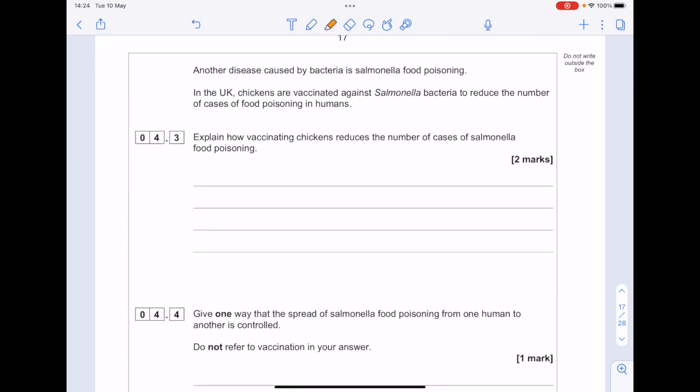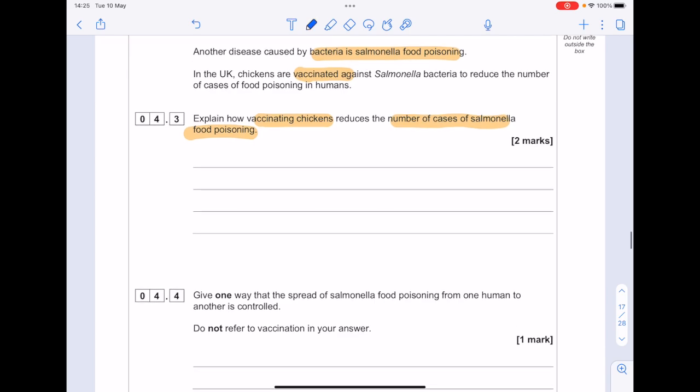Another disease caused by bacteria is salmonella food poisoning. In the UK, chickens are vaccinated against the salmonella to reduce the number of cases of food poisoning in humans. Explain how vaccinating chickens reduces the number of cases of salmonella food poisoning. So, vaccinating chickens means they're not infected with salmonella.